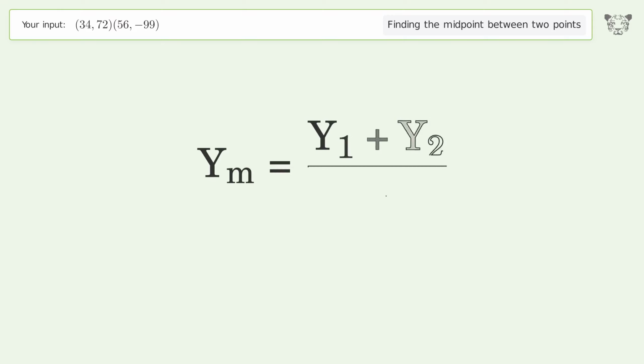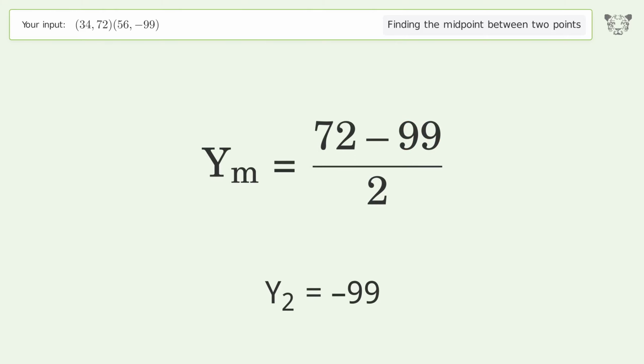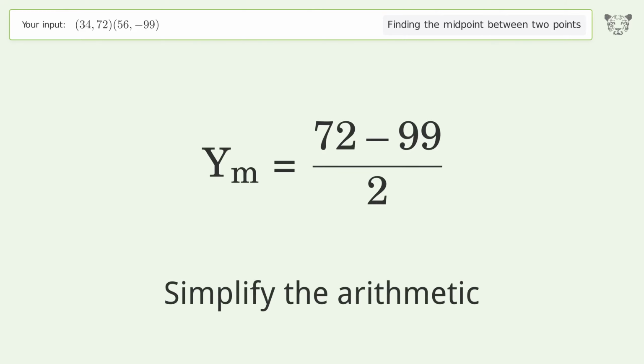Use the y values in the midpoint formula to find the midpoint's y. y1 equals 72. y2 equals -99. Simplify the arithmetic.